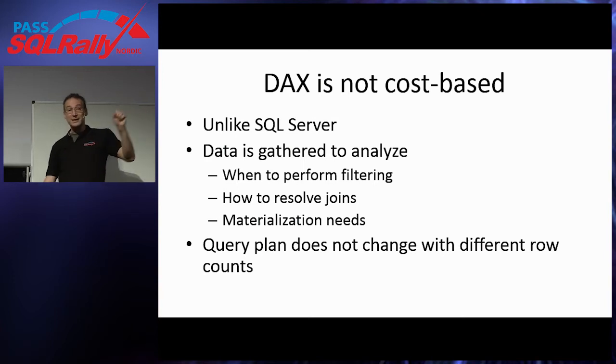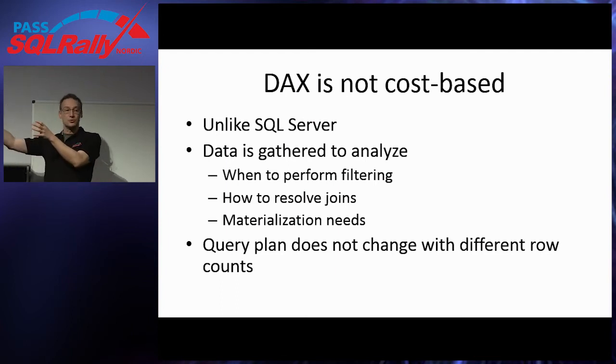So if you optimize a query on a data model which has 1 million rows, you will have the same optimization running for the same data model with 10 billion rows. There will be no difference.